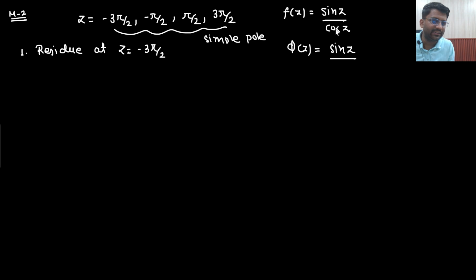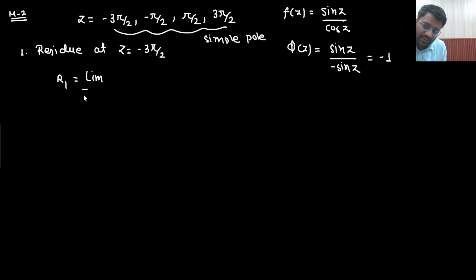Numerator as it is, differentiation of the denominator. What will I get? Minus sin z, right? What is the differentiation of cos z? That is minus sin z. What is the answer you are getting? Minus 1. So your phi z is coming out to be minus 1. Now what you need to do? You need to find the residue at z equals to minus 3 pi by 2.